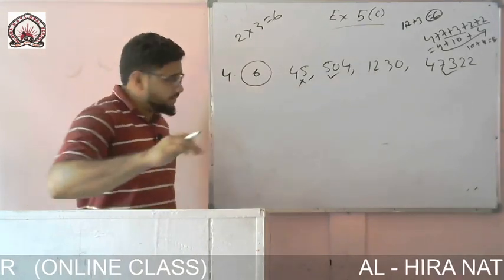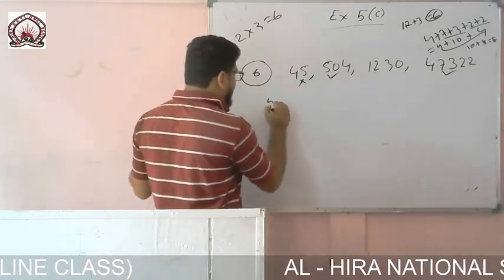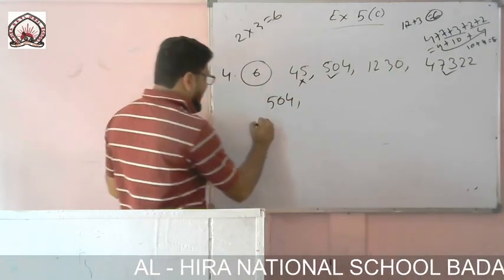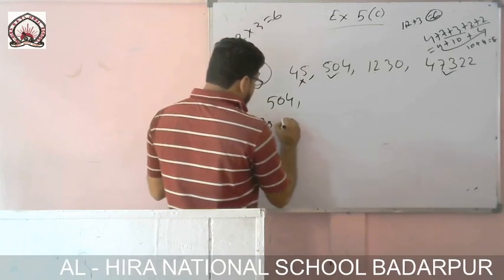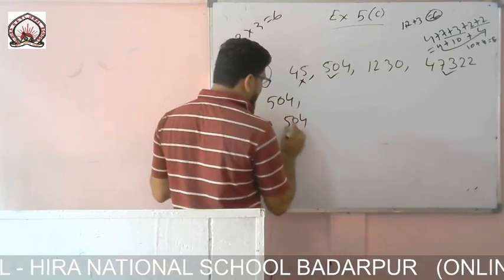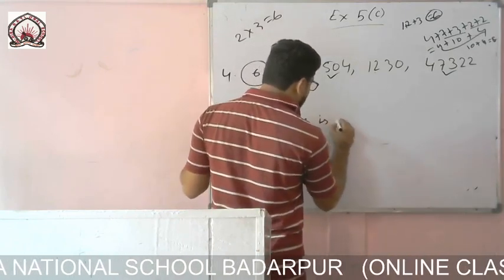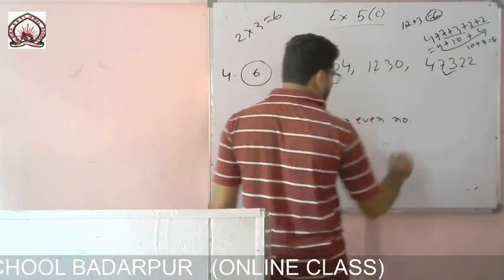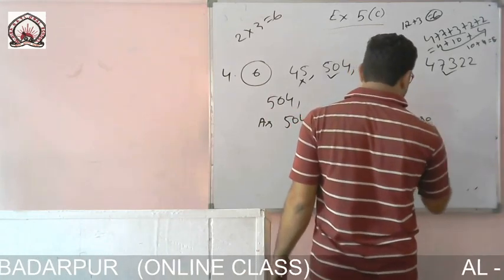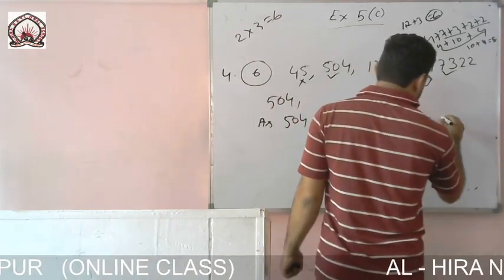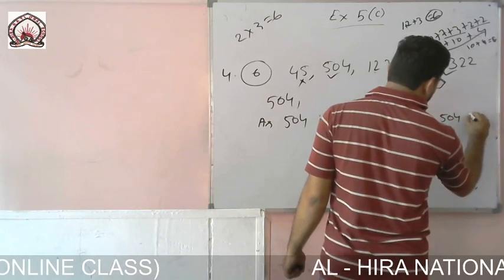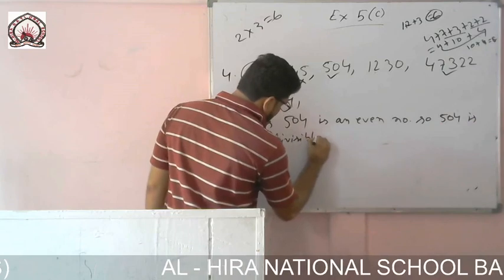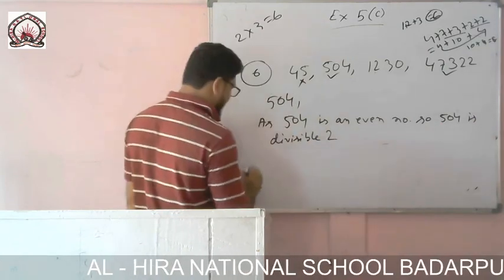One I am showing. Okay, you write the next. Okay, write for 504. So this will be the same for all. Okay, so write: 504 is an even number. So 504 is divisible by 2.